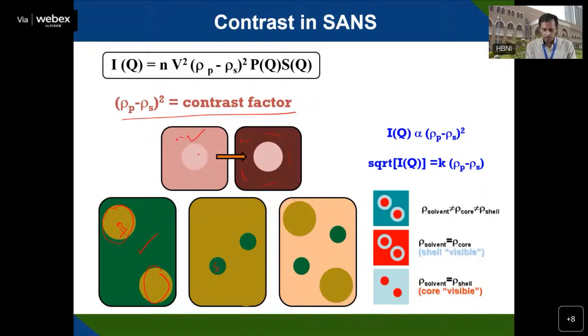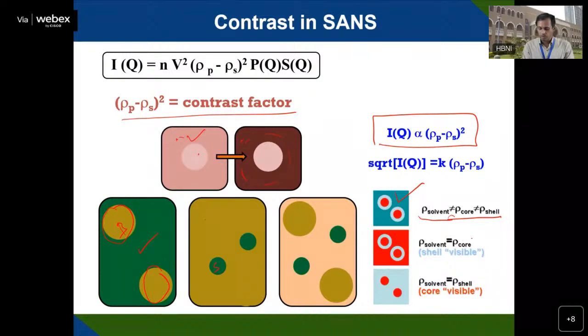But to see both structures, you have to choose the concentration, the strength of that solvent, in such a way that both can be seen. That means I(Q) is mainly proportional to this term. Here you can see both core and shell information because the scattering length densities of the solvent, core and shell are different, so they are mismatched. But if you want the shell visible, the solvent has to be equal to the core. Then you can see only the shell structure. You can see both the red core as well as the solvent are the same. But to see the core, the solvent and shell have to have the same scattering length. The core is visible in that case.